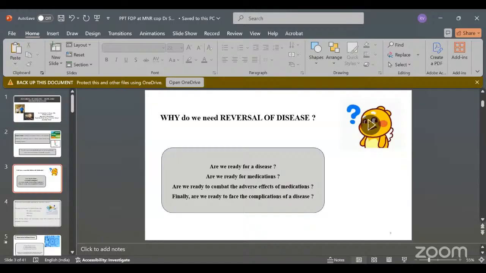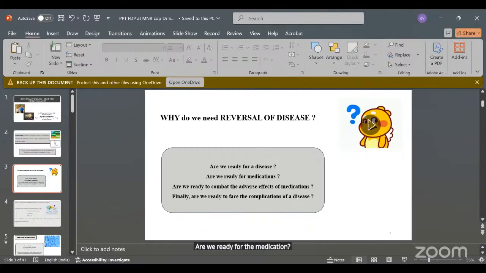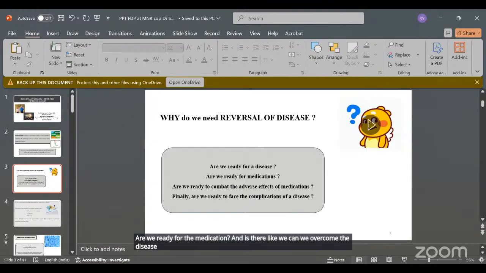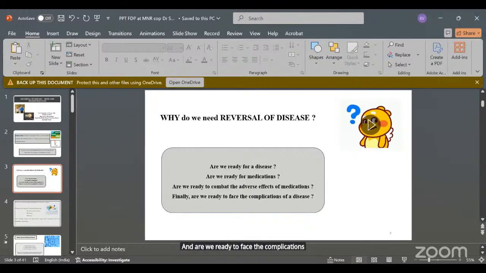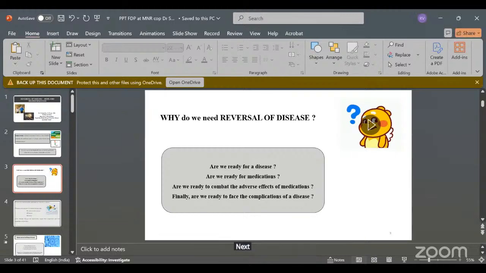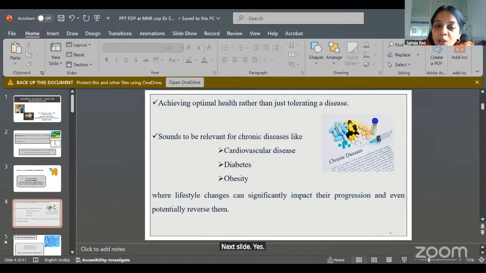Are we ready for the disease? Are we ready for the medication? Can we overcome the disease? Can we overcome the adverse effects of the medication? And are we ready to face the complications of a disease? This we have to think about before we welcome a disease. Next slide. It is always better to maintain health rather than tolerating a disease.